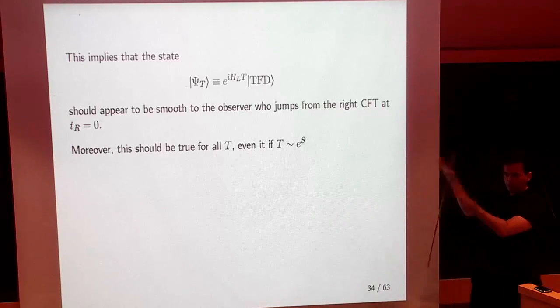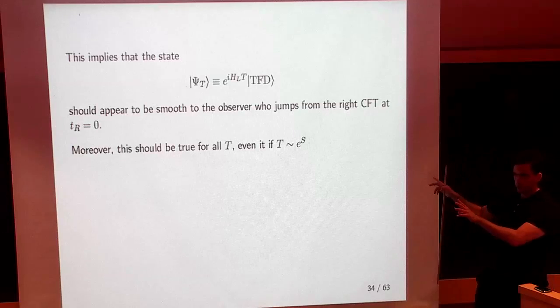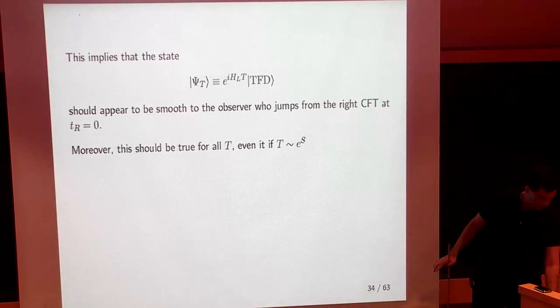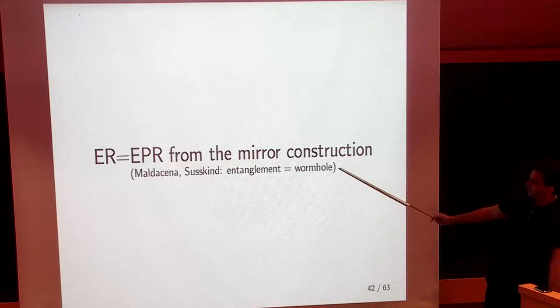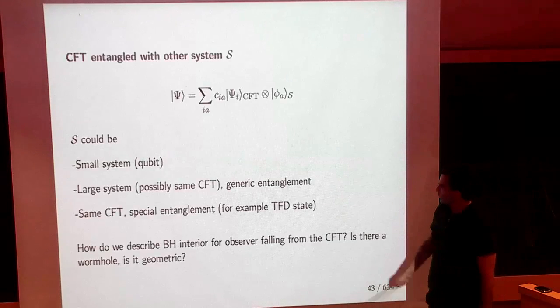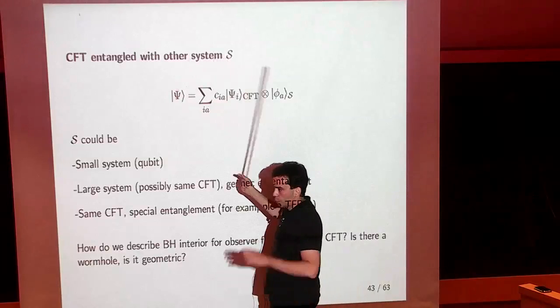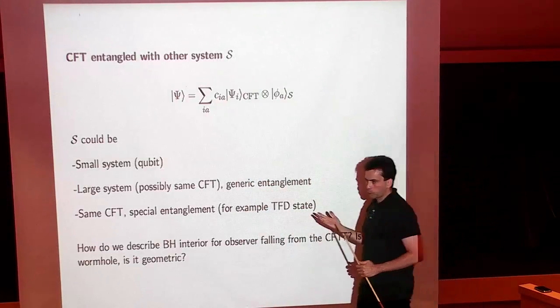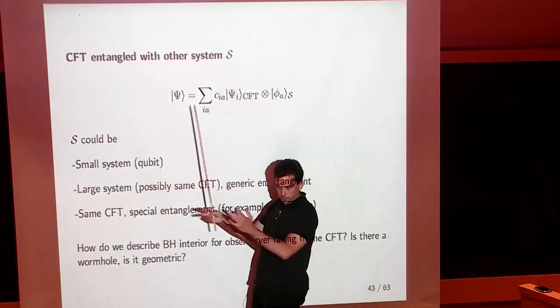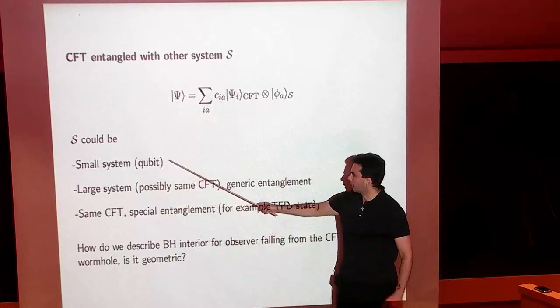Can I try to summarize this ER=EPR story and maybe mention one more thing, and then we can come back to this discussion. So here, the question is, what happens if we have two systems which are entangled? If we take the CFT and we entangle it with another system, how do we reconstruct the interior? There are some classes of situations we want to consider. One is when the small system is a simple qubit. It's a small system, so the entanglement is order 1.